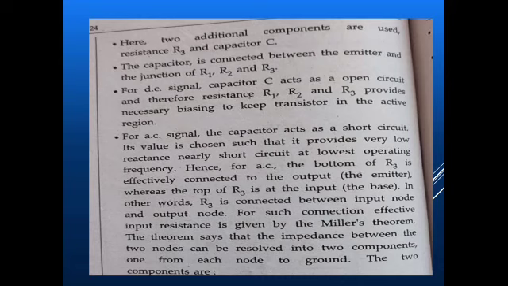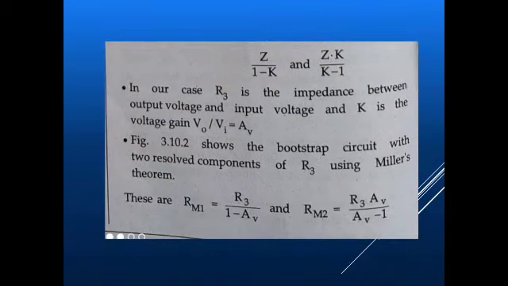For AC analysis, the capacitor acts as a short circuit, so its value is chosen such that it provides very low reactance, nearly a short circuit at the lowest operating frequency. Hence, for AC, the bottom of R3 is effectively connected between the input and the output. So, if any change happens in the input, the same change happens in the output also. By using Miller's theorem, we can get that.